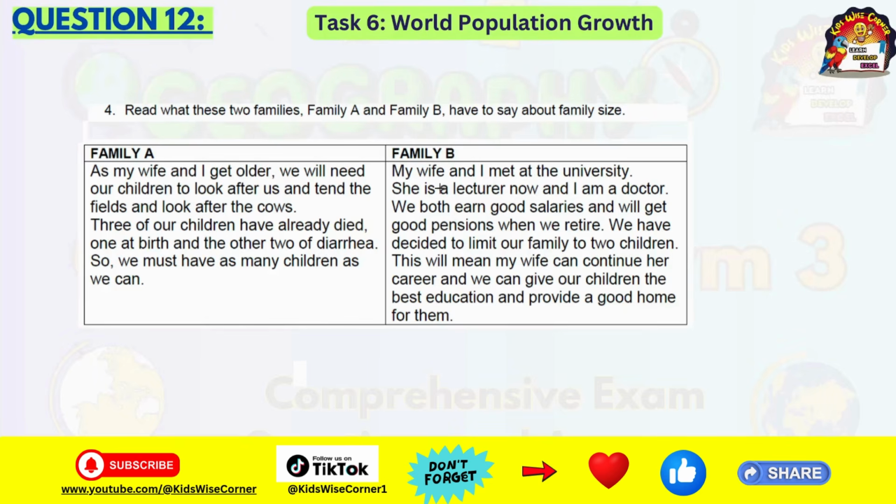Then we've got family B, and family B says, my wife and I met at the university. She is a lecturer now, and I am a doctor. We both earn good salaries and we will get good pensions when we retire. We have decided to limit our family to 2 children. This will mean my wife can continue her career and we can give our children the best education and provide a good home for them.